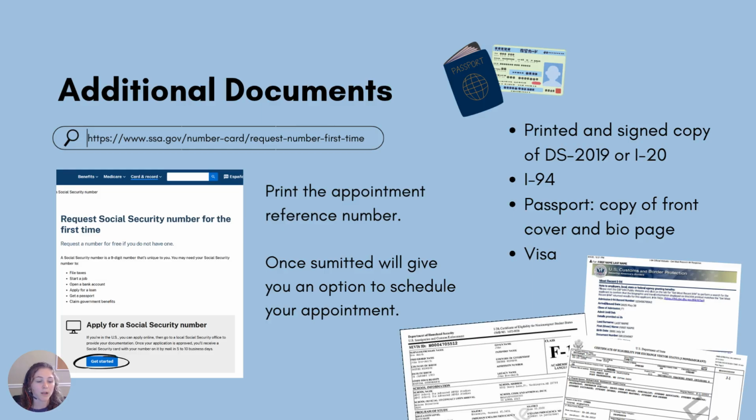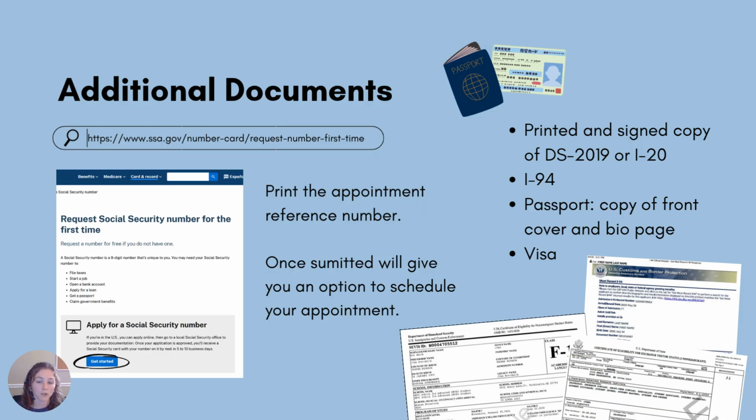If you don't have that and don't know where to find it, you can just look up your I-94 by typing in "find my I-94." It'll be the first thing that comes up on Google, and you'll put in your passport details and it will show your travel history and give you your I-94 to download and print out.